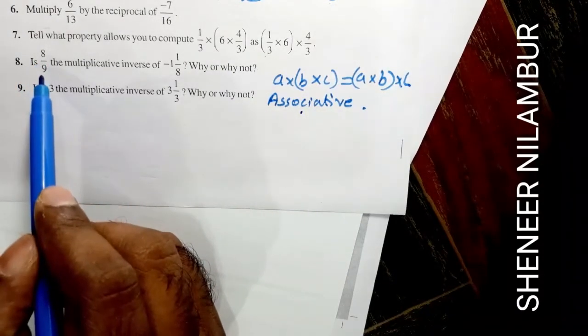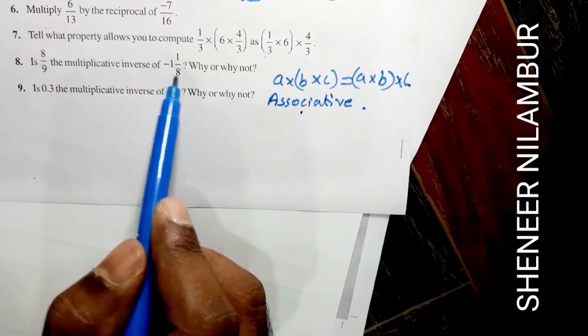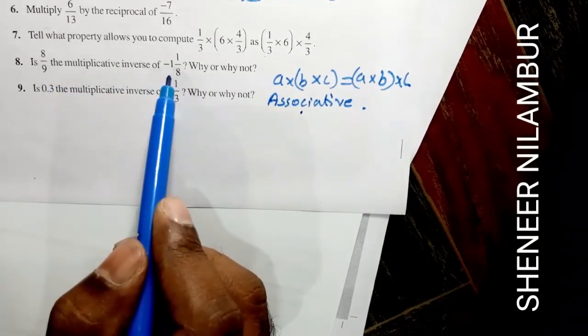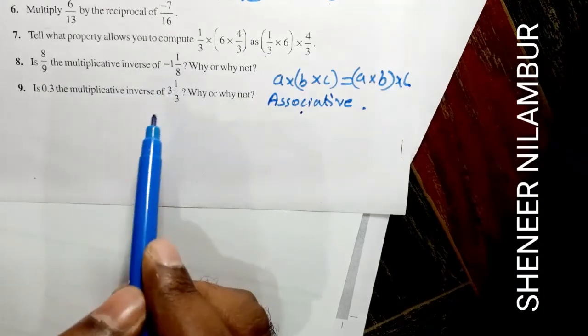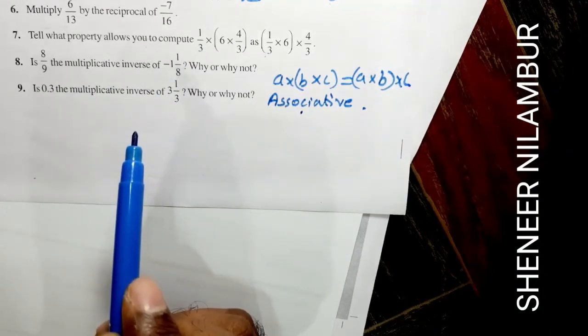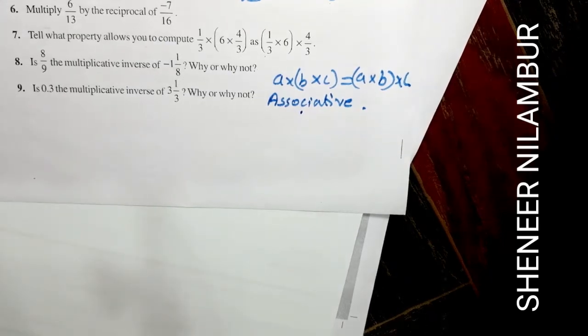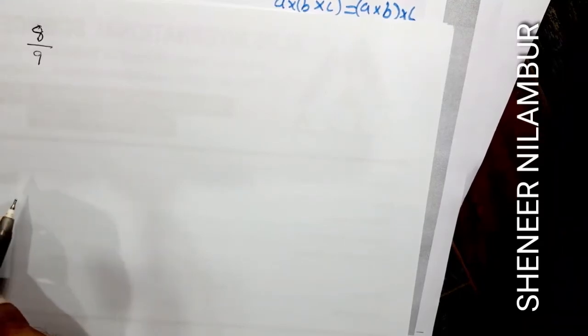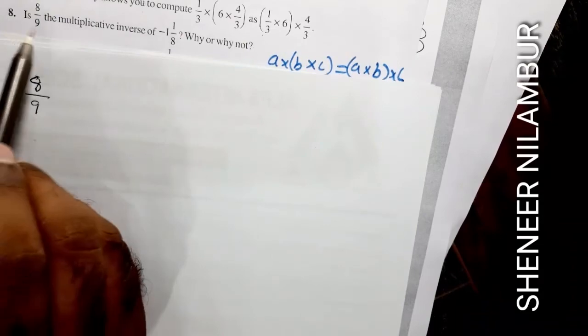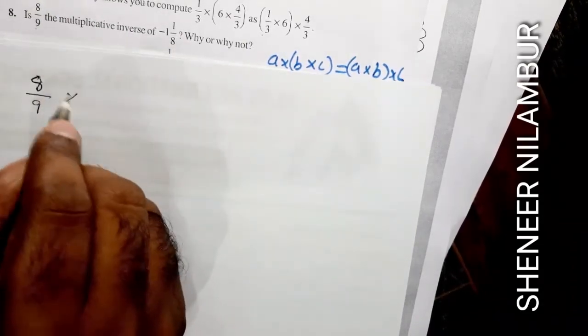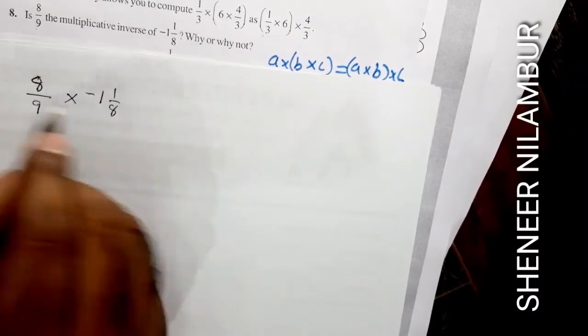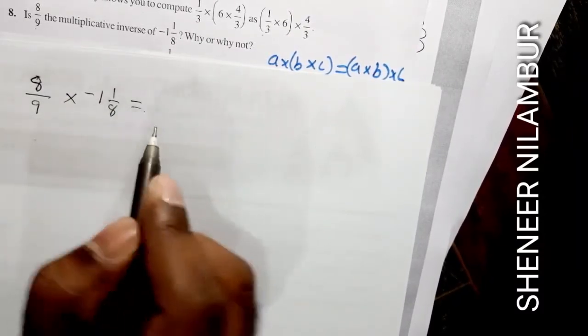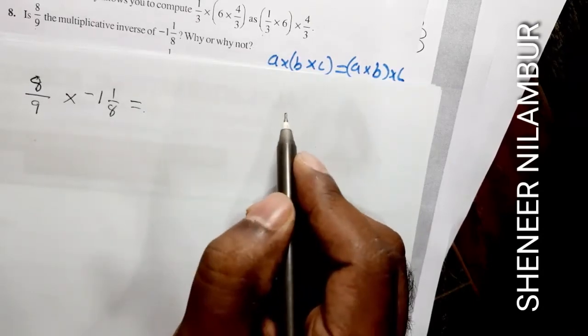Now we can go to question number 8. Is 8 by 9 the multiplicative inverse of minus 1 by 8? If it is the multiplicative inverse, when we multiply, we will get a multiplicative identity, that means equal to 1. So we can check it. Is it getting 1 or not? So the question is 8 by 9 and minus 1 by 8. If it is the multiplicative inverse, when we multiply them the answer will be equal to 1. So we can check whether it is getting 1 or not.